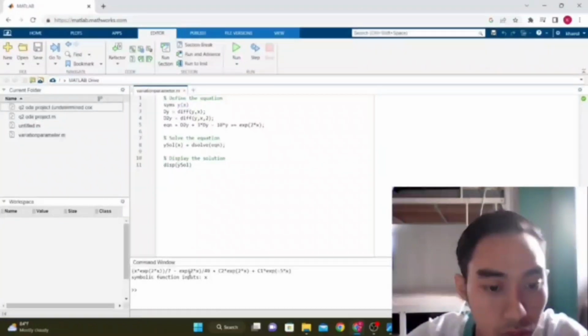So this is the answer, which is the same as the manual calculation.